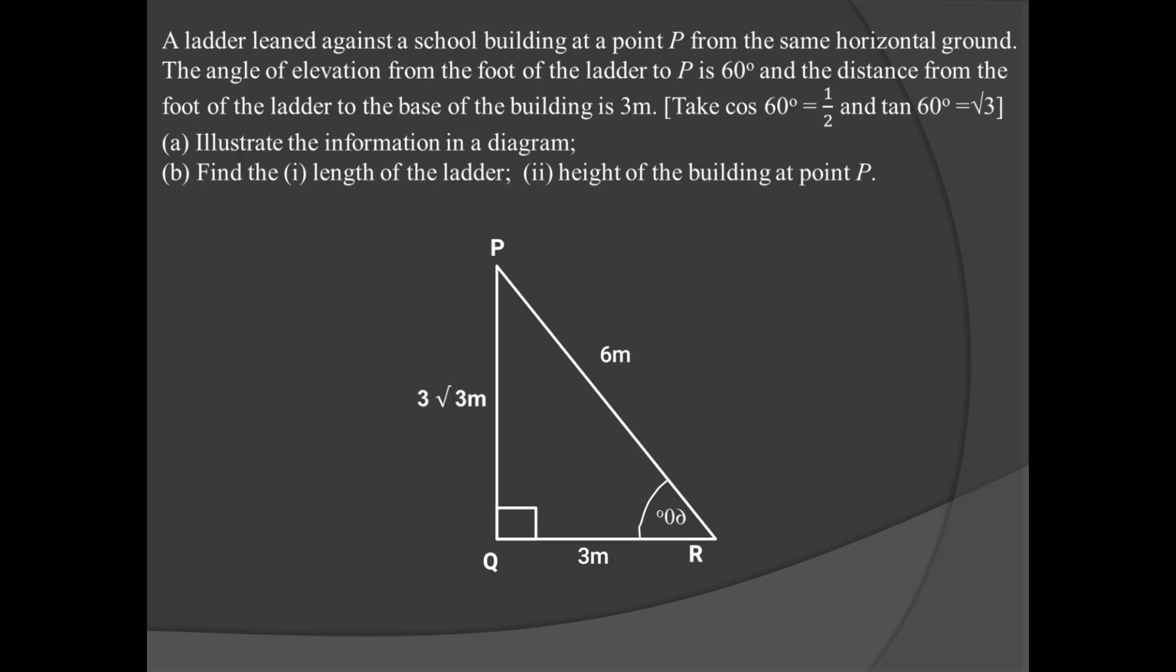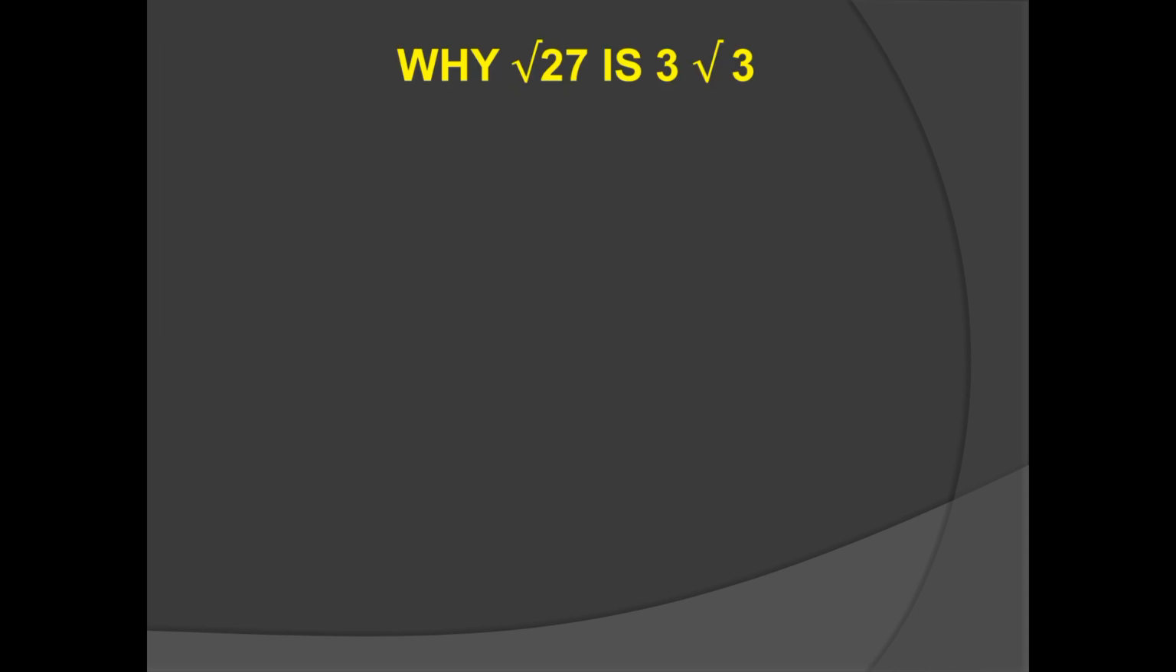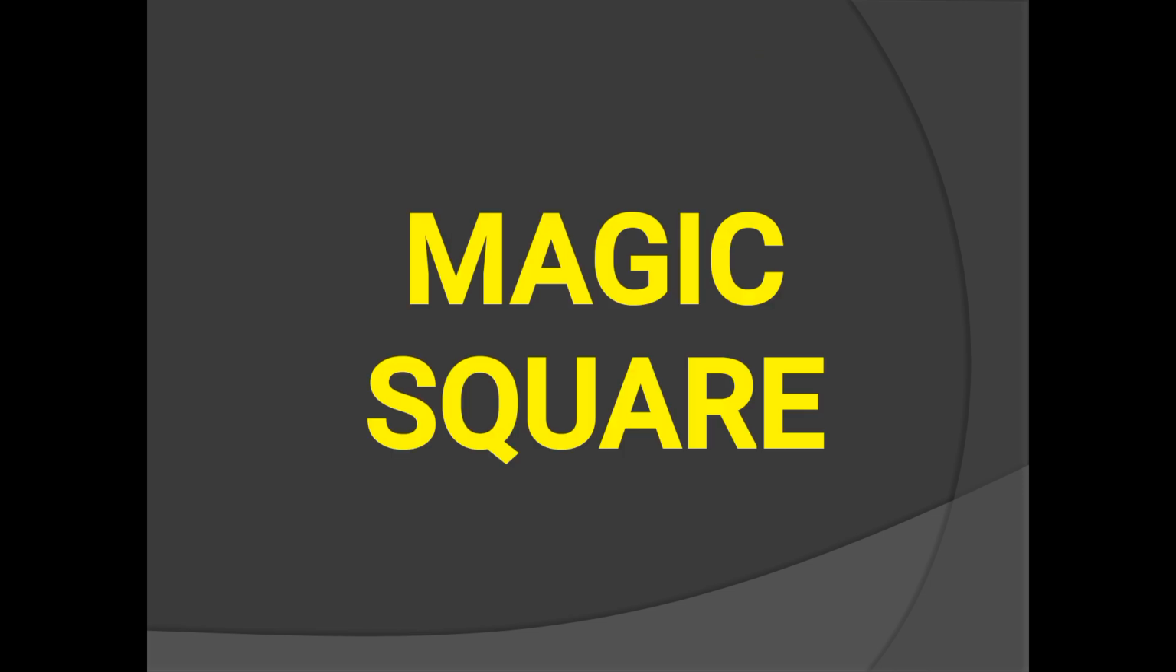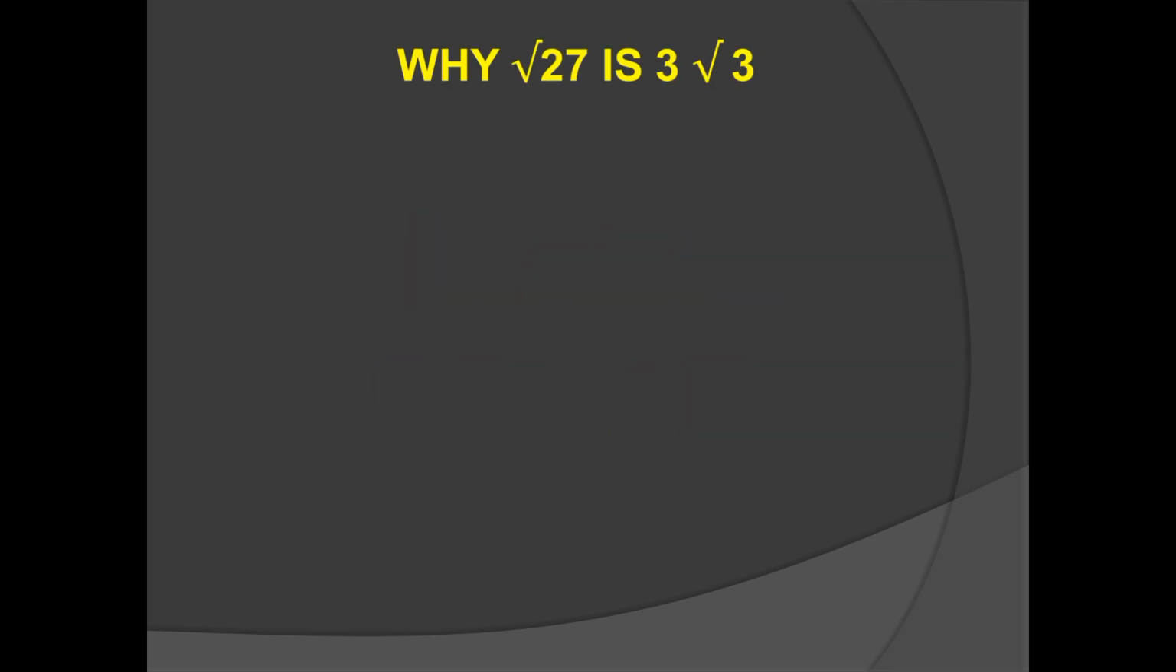So now we have our perpendicular height to be 3 root 3 meters. Don't forget the meters. Our base is 3 meters, and then our height equals 6 meters. Now, why is root of 27 equal to 3 root 3? Let's look at that.